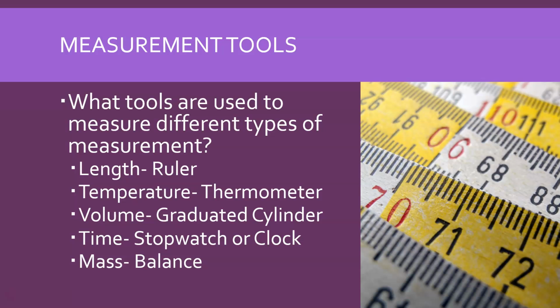So we have different measurement tools to measure different things. For example, if we're measuring length, you're going to use a ruler, probably already familiar with one of those. If you're going to measure temperature, you're going to use a thermometer. If you're going to measure volume, you're going to use a graduated cylinder, which you're familiar with from doing your lab equipment activity. If you're measuring time, you're going to use a stopwatch or a clock. And if you're going to measure mass, you're going to use a balance, which you're also familiar with from that lab activity.